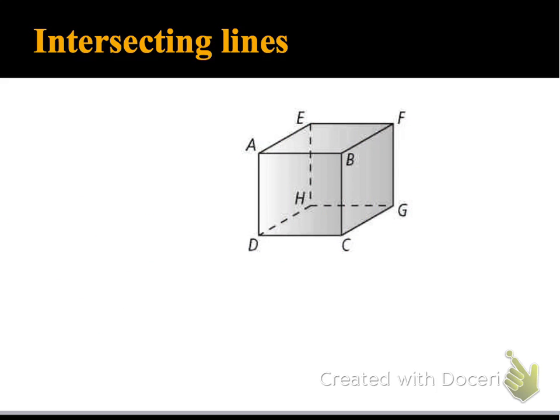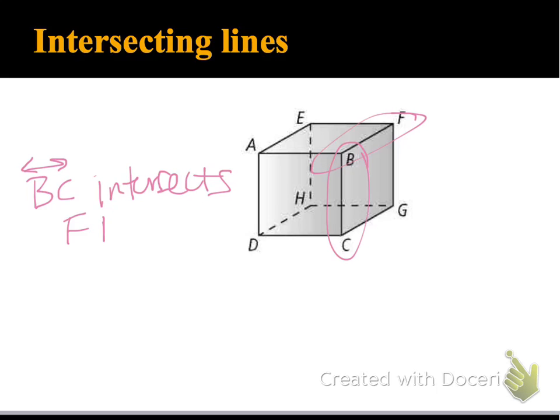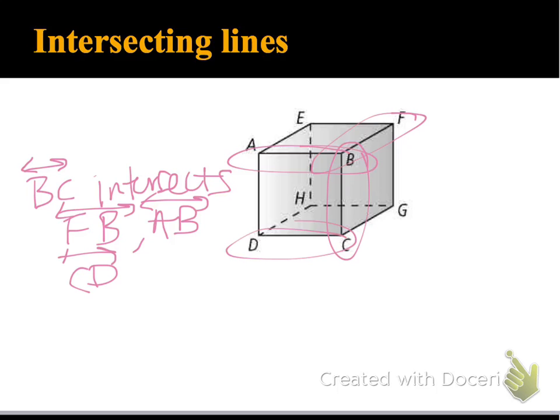Intersecting lines. So lines that intersect each other, or intersecting planes, I guess. So if I want to do an intersecting line, say I pick BC, so BC intersects, we could say FB, we could say AB, we could say CD or DC, we could say GC. So it's just a line that it is running into.